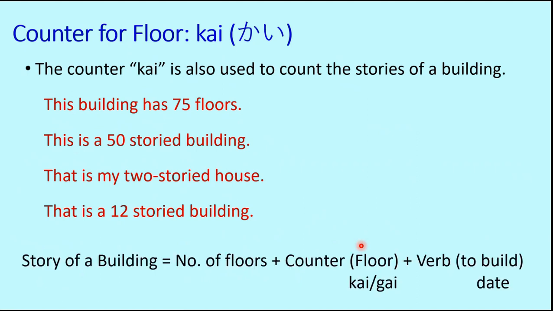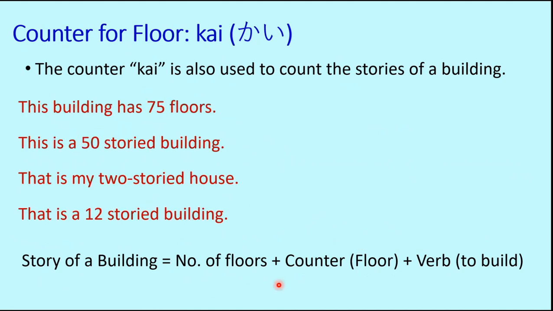The story of a building may be expressed as the number of floors plus the counter for floor, which is kai or gai, followed by the verb to build, which is date. So number of floors plus kai plus date. Let's see now how these four sentences will be translated to Japanese based on this rule. The first is this building has 75 floors.